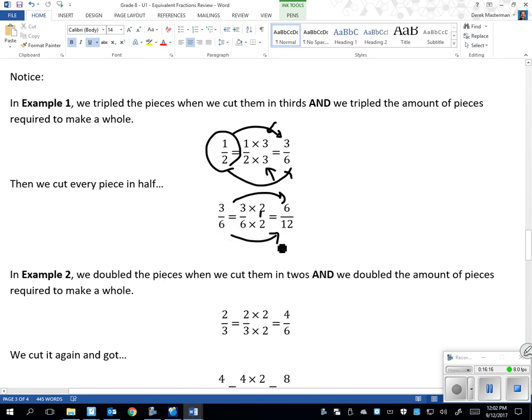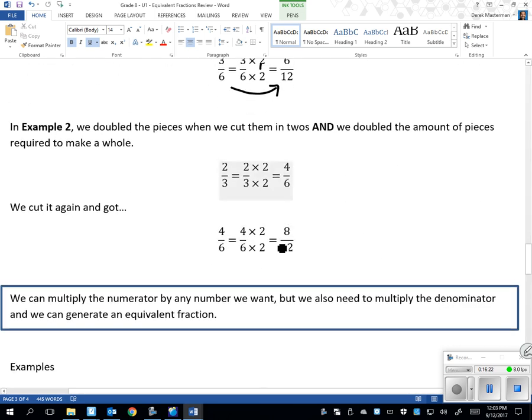We've done that in example number 2, the one that we all did together. I had 2/3, and then I chopped those pieces in half, and I created sixths. So 1, 2, 3, 4 sixths when I cut it in half, and I'm doubling by multiplying by 2. I create more by cutting things in half, but each one is smaller.